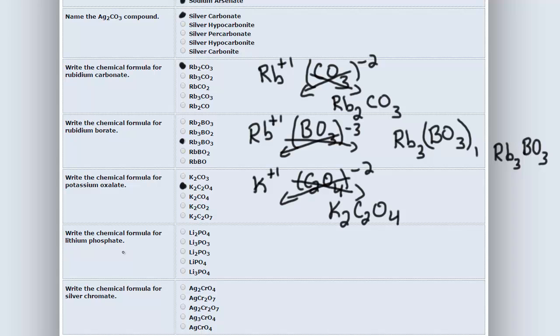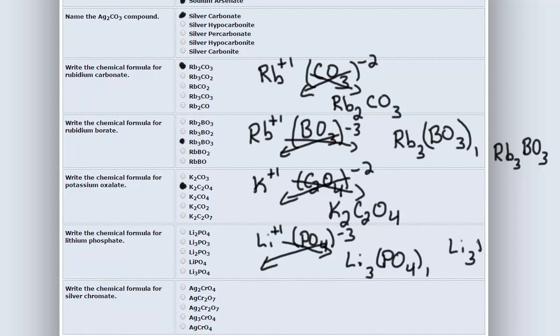Write the chemical formula for lithium phosphate. Lithium is a +1 charge. Phosphate, PO4, has a -3 charge. Play the crisscross game, we get Li3PO4. And I can put those in parentheses just to show you, because we have brought the 3 down by the lithium and we bring the 1 over from the phosphate. And we only have one of these phosphates now, so the chemical formula is Li3PO4.